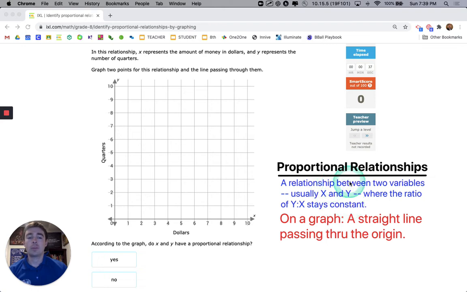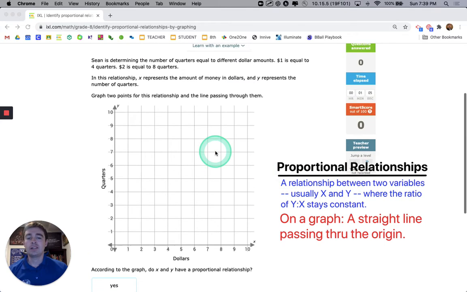And when you graph a proportional relationship, it will always look like a straight line that passes right through the origin. This, of course, where my mouse is, is the origin, 0 and 0. And if I keep the same ratio of y to x, I must have a straight line on a graph going through the origin. That's the only way it's possible to keep that same ratio all the time.